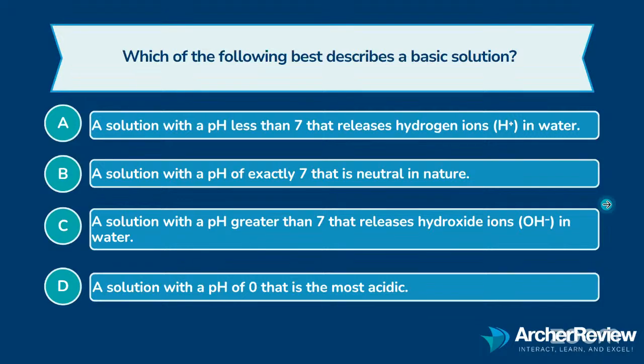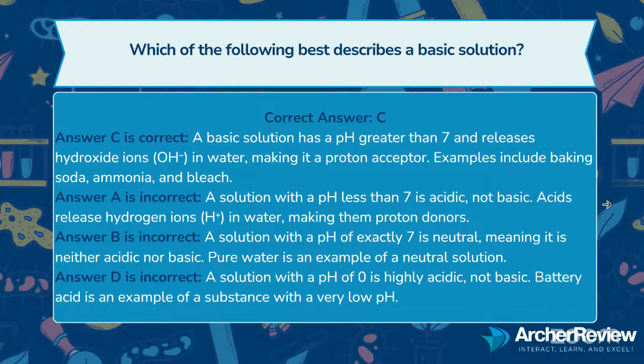All right, let's see how we did. Our correct answer was C. A basic solution has a greater pH than 7, and it's going to release hydroxide ions. That makes it a proton acceptor. And we had examples yesterday of bleach, ammonia, and baking soda.